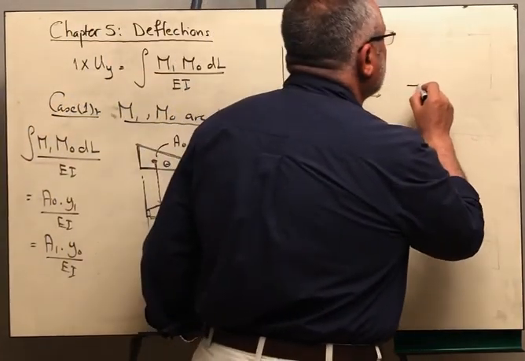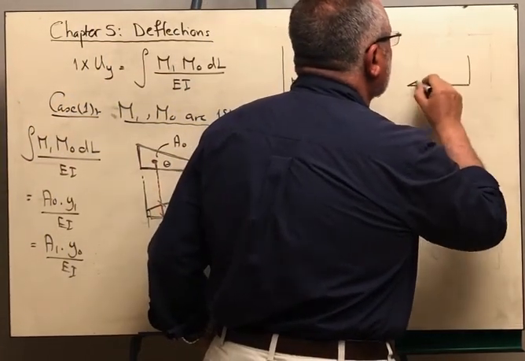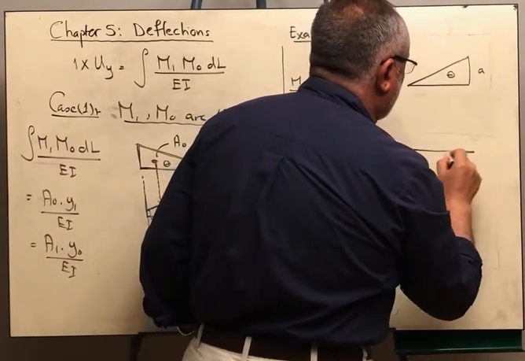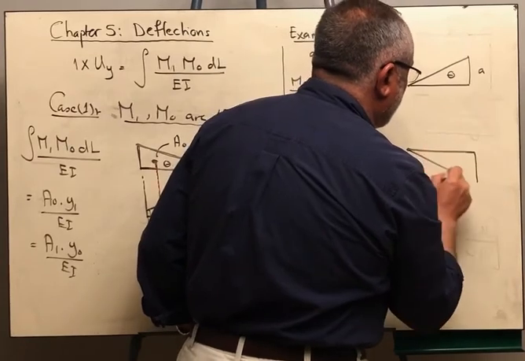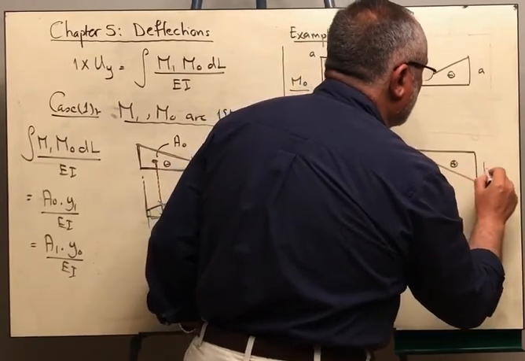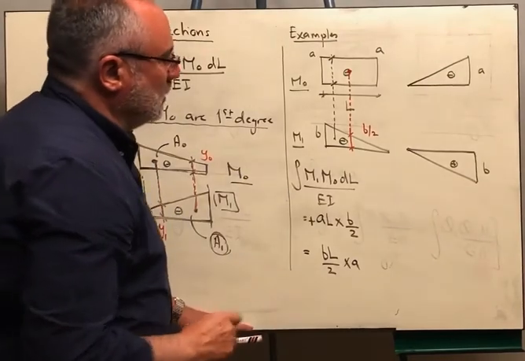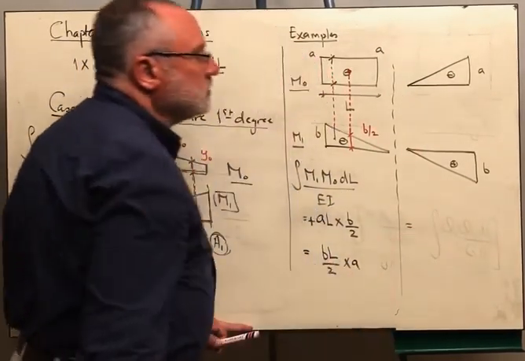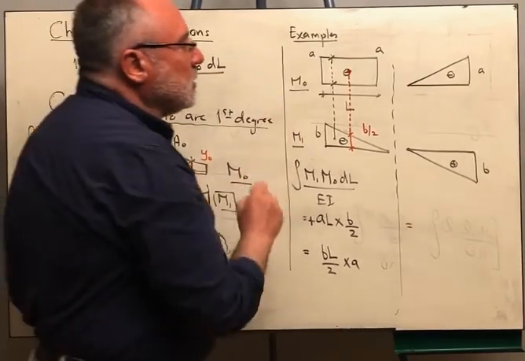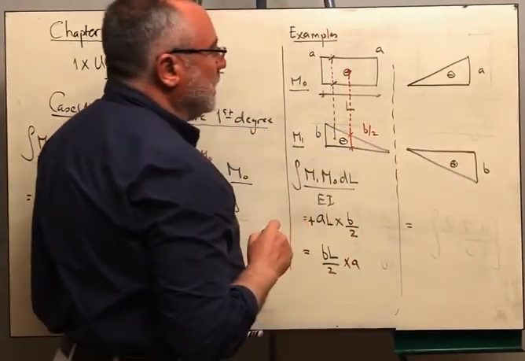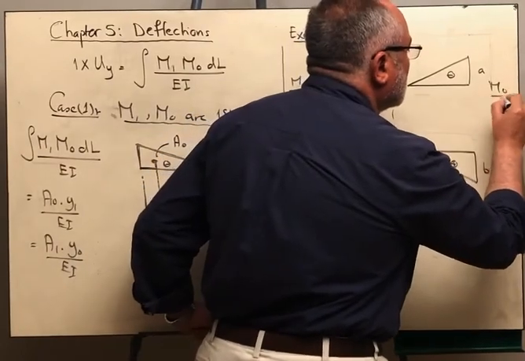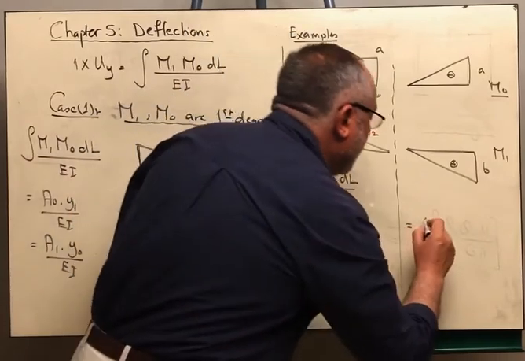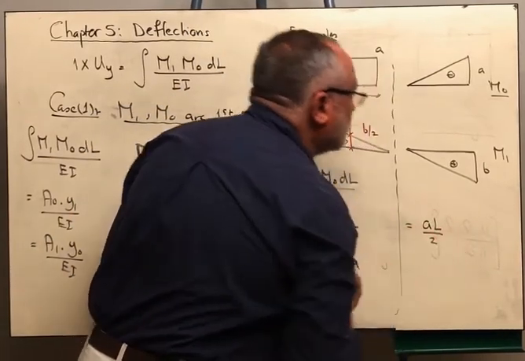Okay, another case, if this is a triangle and this is also a triangle. Okay, so what will be the integral in this case? Okay, now I will start by getting the area of M naught. This is M naught and this is M1. So I will say AL over 2.